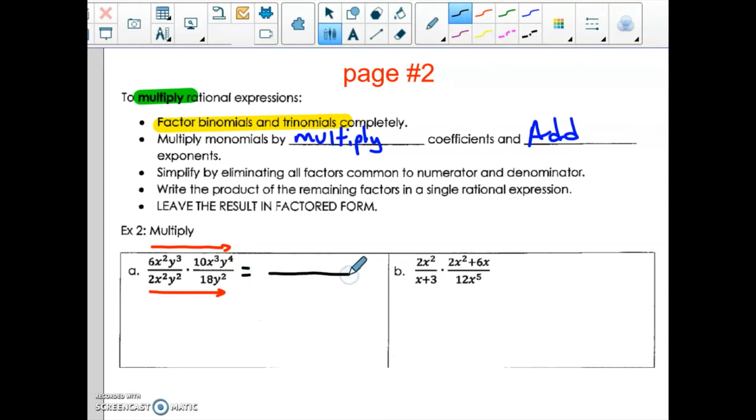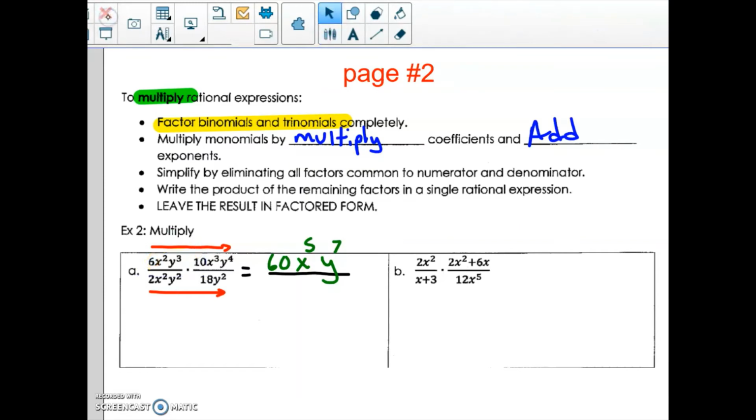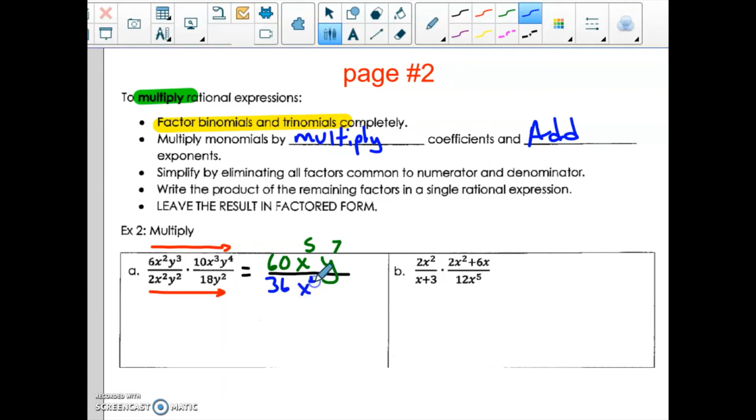So we're going to have one fraction. 6 times 10 is 60. We'll have x to the second, x to the third. We add those together, x to the fifth, and y to the seventh. So we multiplied the coefficients and we added the exponents. All right, on to the bottom. 2 times 18 is 36. x to the second, that's the only x on the bottom, and y to the second makes y to the fourth.